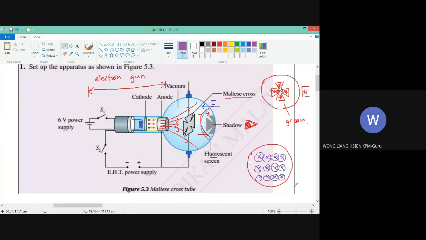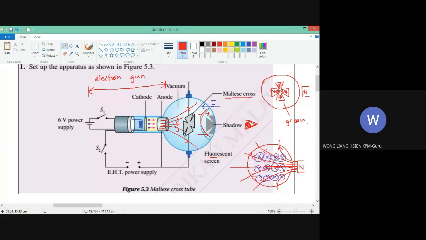So what happens is when you put a piece of magnet here with north, this north will have the magnetic field come out right now. The magnetic field comes out like this, like this, like this.